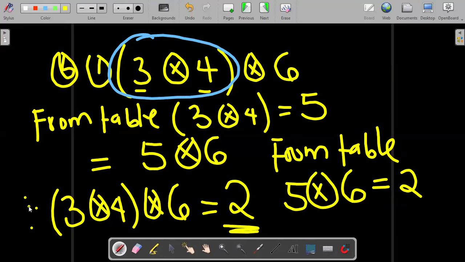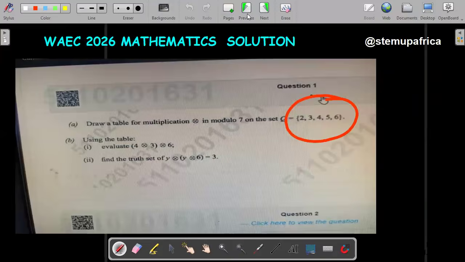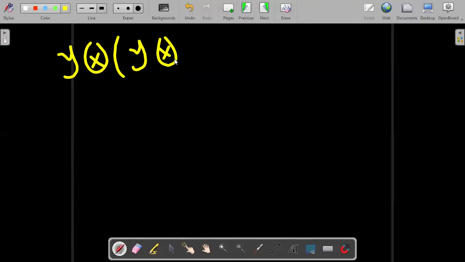So let's go to the B part. What does the B part say? It says find the truth set. So that means there's no way it can be one number. The truth set is a series of numbers of y multiplied by 6, and y multiplied by 6 again equals 3. You say y operation, y operation 6, the result is 3. So when you have a situation like this, you need to be very careful.